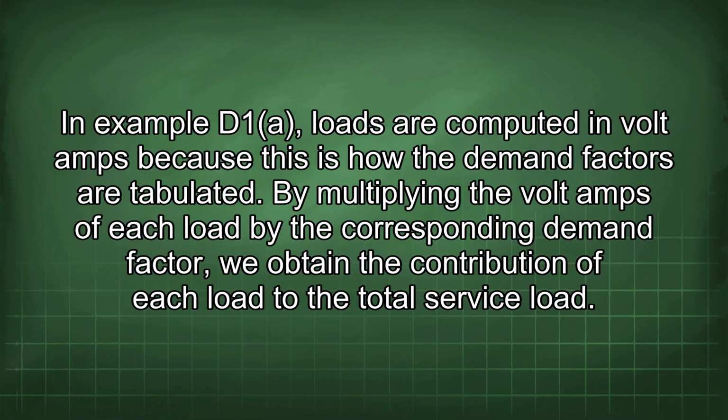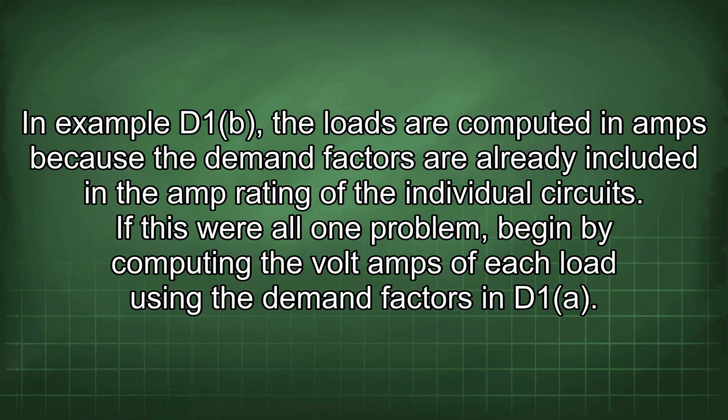In Example D1a, loads are computed in volt amps because this is how the demand factors are tabulated. By multiplying the volt amps of each load by the corresponding demand factor, we obtain the contribution of each load to the total service load. In Example D1b, the loads are computed in amps because the demand factors are already included in the amp rating of the individual circuits.